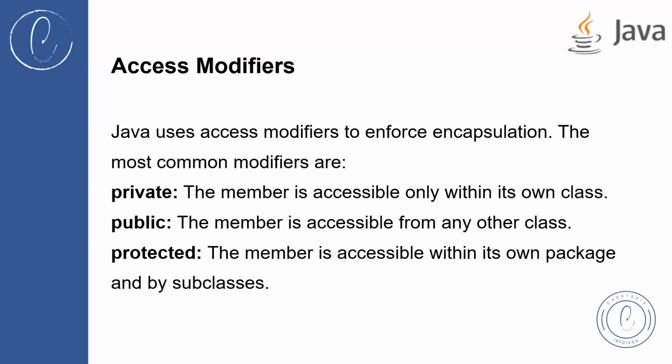So these are basically three types of access modifiers. We have one more type of modifier, that is the default modifier, that is no modifier. It is accessible only within the same package. So these are the four main types of access modifiers.